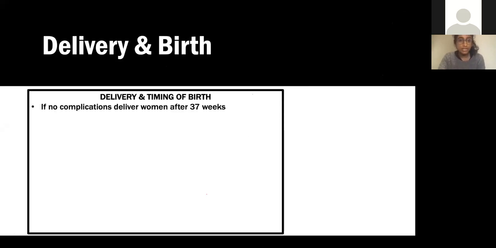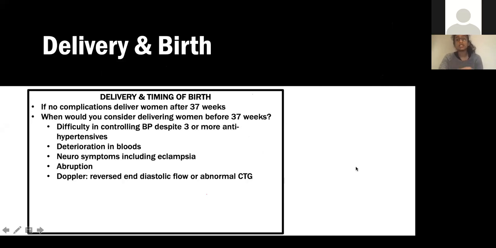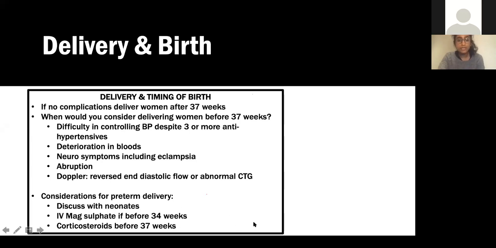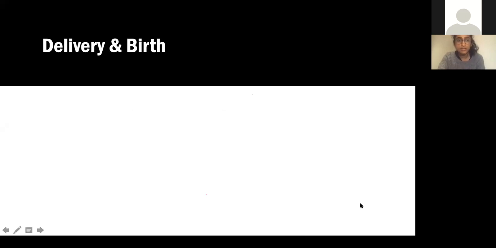So when it comes to delivery and birth, you want to deliver a woman after 37 weeks. When would you consider delivering before? So we've mentioned already any neuro symptoms, any seizures, abruption, abnormal Doppler, like the reversed flow on the Doppler, or abnormal CTG, which is always an indication for considering expediting delivery, deterioration in bloods, difficulty controlling the blood pressure. If you are delivering someone preterm, you need to discuss them with neonates, and give them IV magnesium sulfate, and again, give them corticosteroids before 37 weeks.